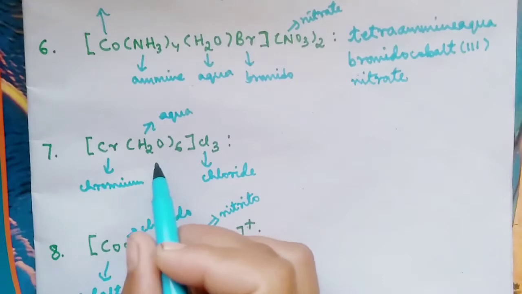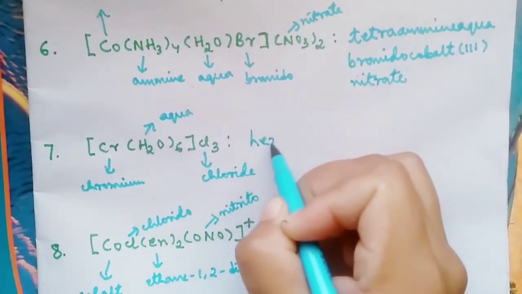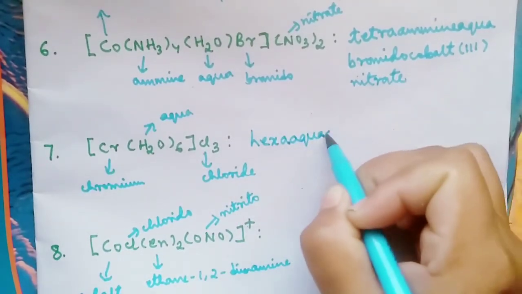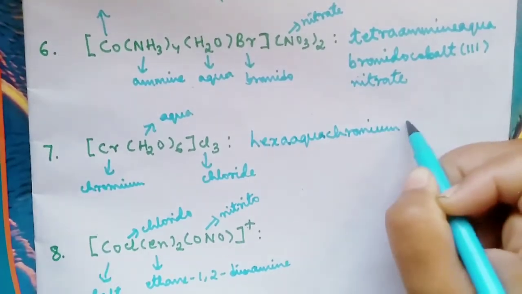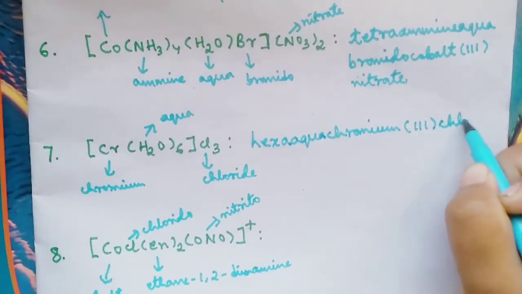This one, there is only one ligand. There is a number 6, so it is hexaaqua, chromium, the central metal atom, and then the oxidation state is 3. Chloride.